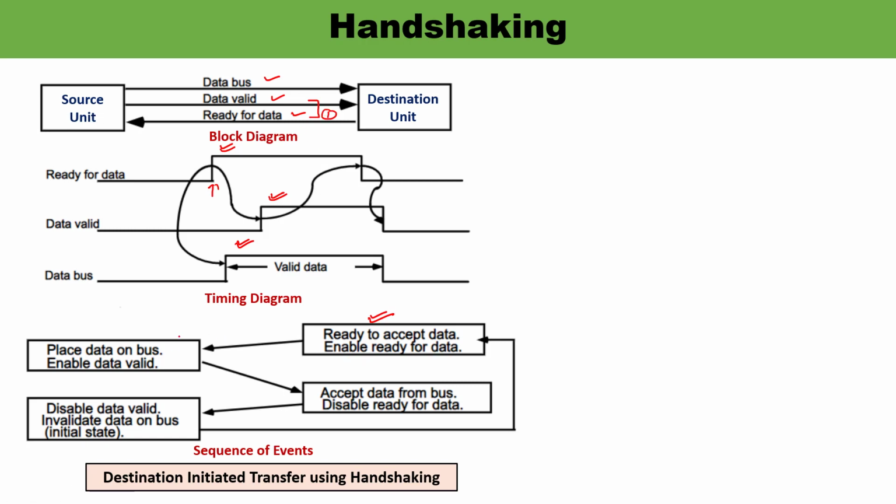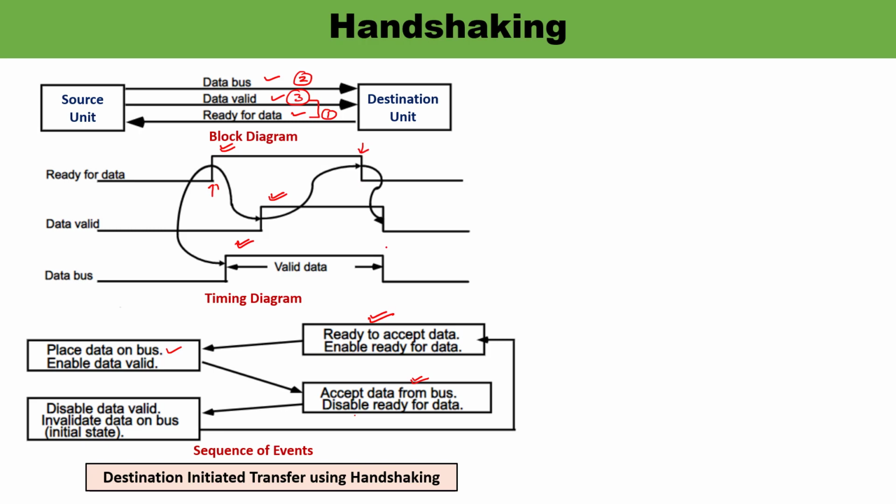Then data will be available on the data buses. This is the second step. After the second step, it will enable the data valid line. When the destination unit accepts the data from the bus, and after accepting the overall data, it will disable ready for data. So you can see ready for data will be disabled first.